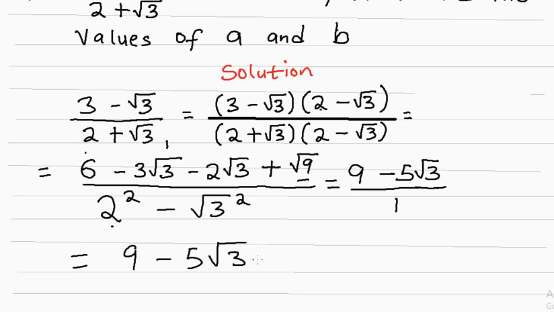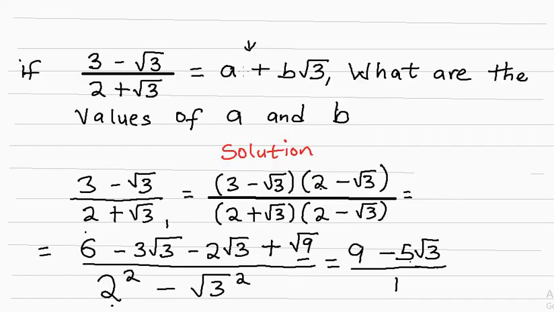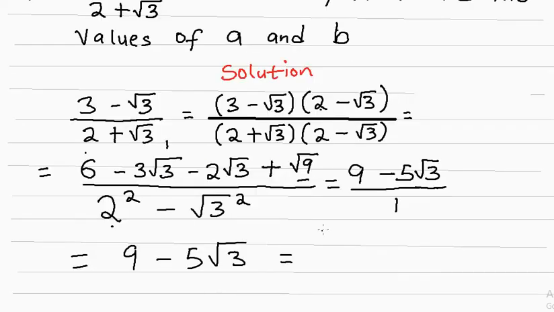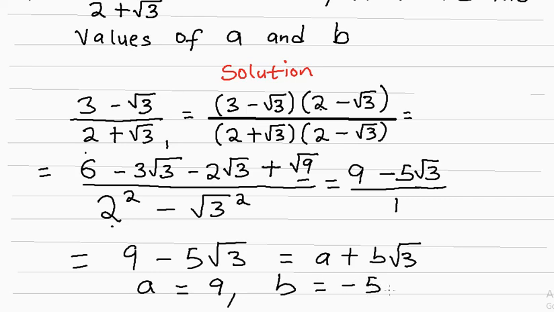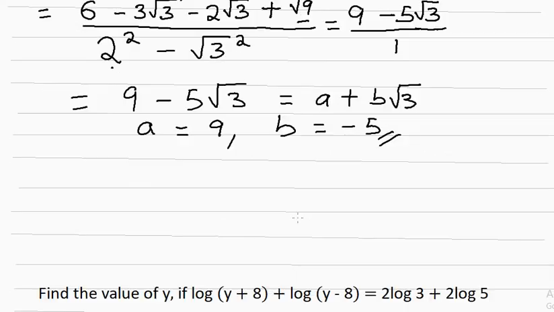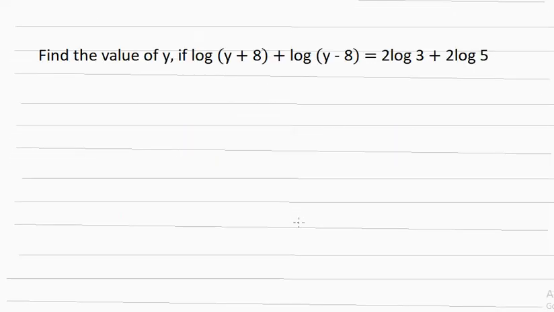So remember, we are to compare it with what we are being asked to find. We are asked to find A and B. If I compare this to A plus B root 3, you can agree with me that A is going to be equal to 9, and B will definitely be equal to minus 5. So that is the answer to that. As simple as that. All right, here we go now, a question on logarithm.